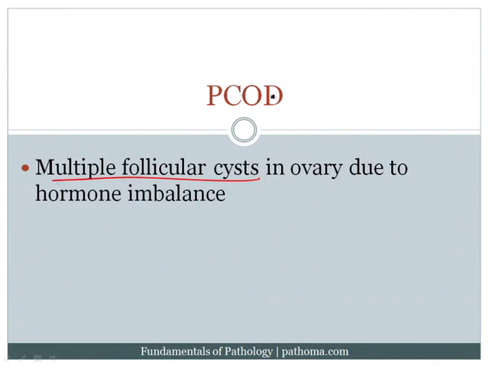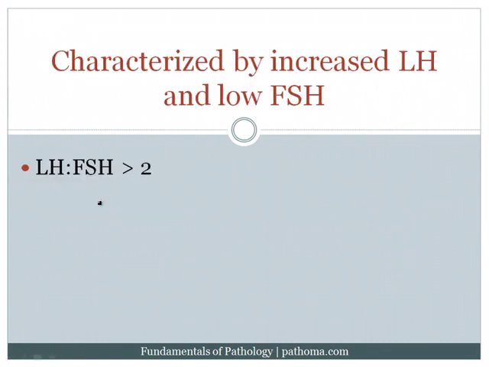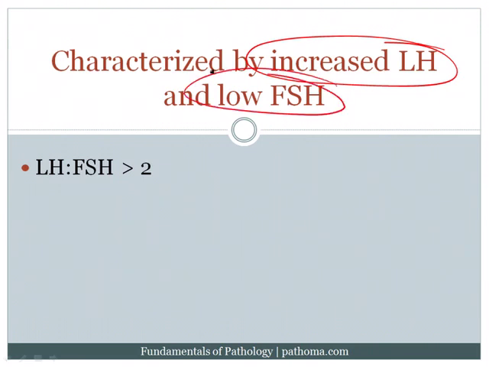And of course, that is due to a hormone imbalance, and so we need to understand this disorder a little further. This disorder is characterized by an increased luteinizing hormone. That's the way to start when you think about this disorder. And because there's an increased luteinizing hormone, eventually there's going to be a low FSH, such that the key characteristic in this disease will be that the LH to FSH ratio will be greater than 2.